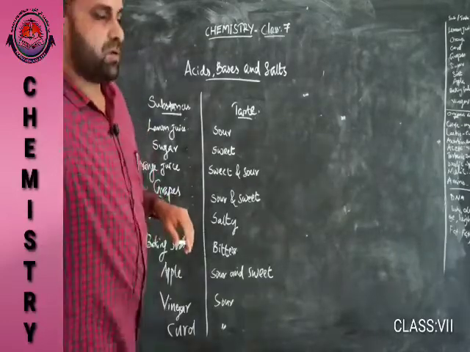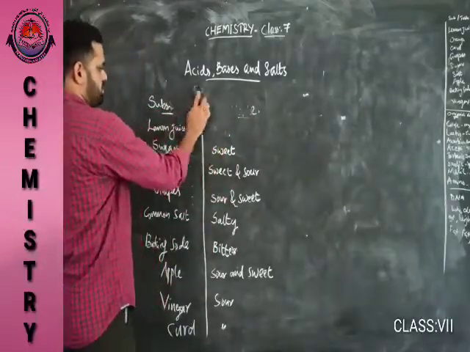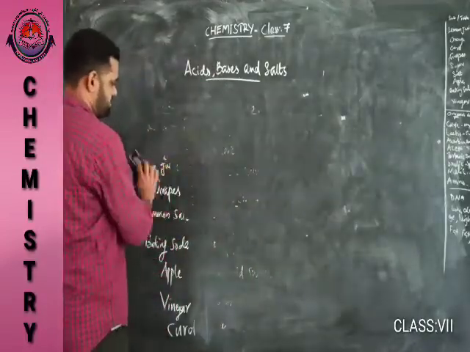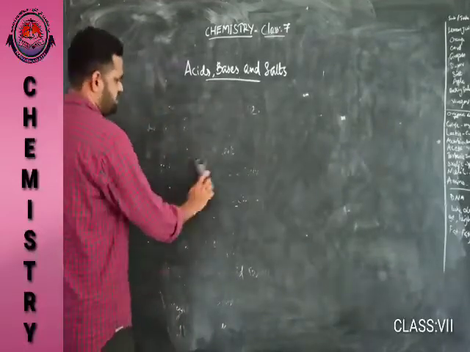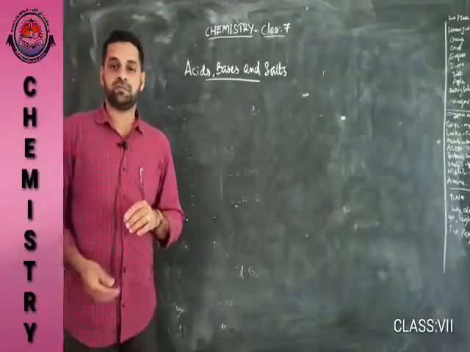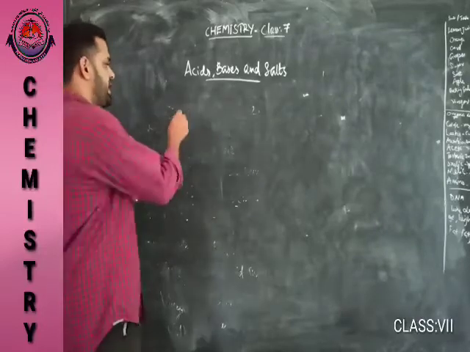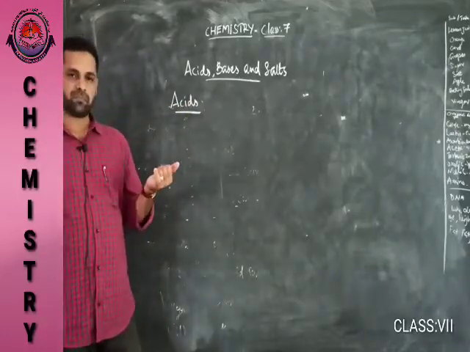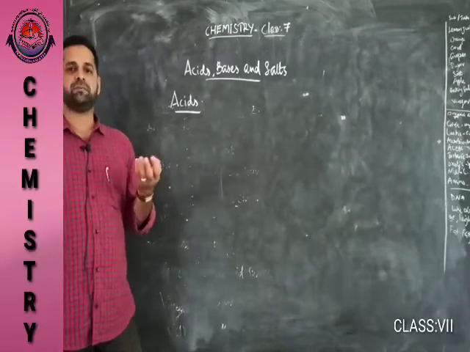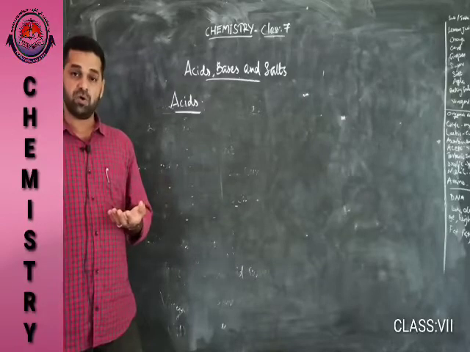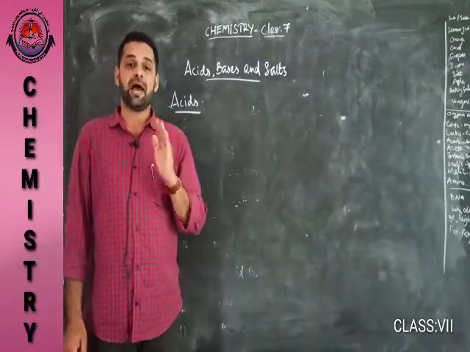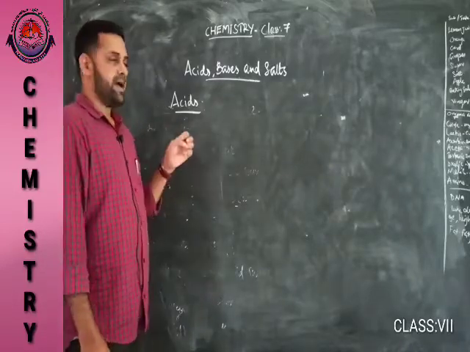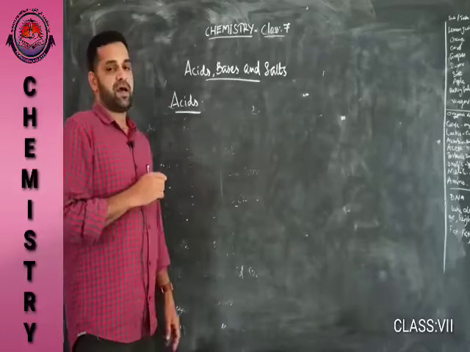Now we are going to study about some substances which are sour in taste. So what do we call those substances? The substances which are sour in taste are called acids. You know, lemon juice contains some acid. Then orange juice contains some acids. Then tamarind contains some acid. So why are they sour in taste? Because they contain some acids. A particular acid is there. So the substances which are sour in taste are called acids.